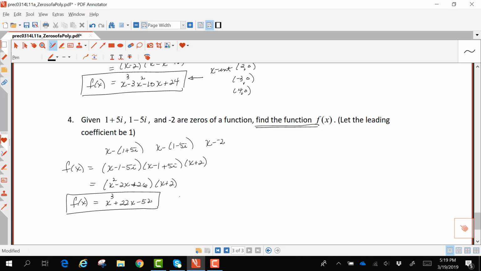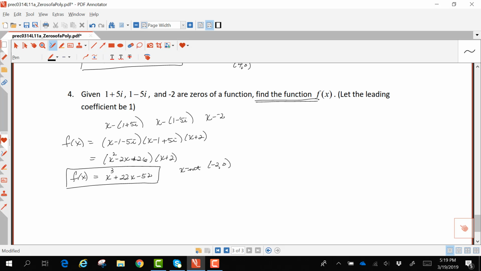Now in this case, the only x-intercept you will have will be the -2, 0, because the 1 plus 5i and 1 minus 5i are imaginary. They will not be on the graph. Our graph only has real numbers on it.